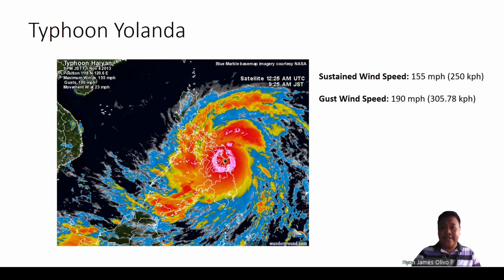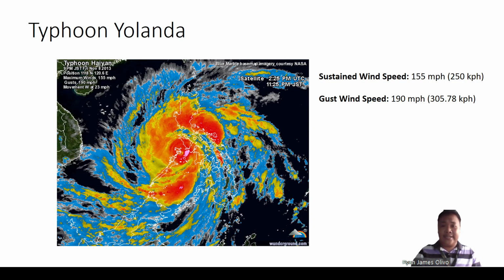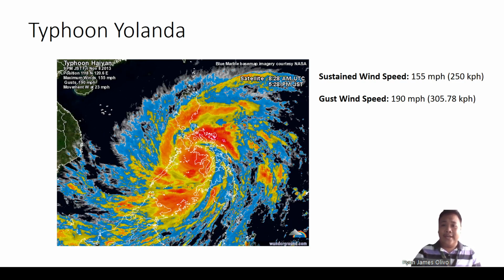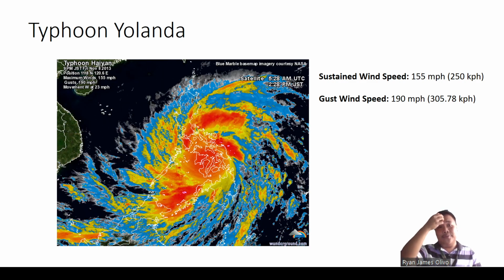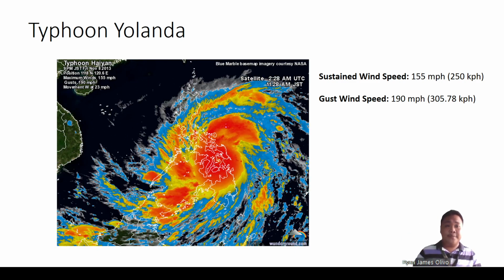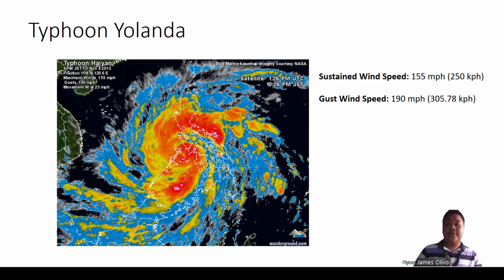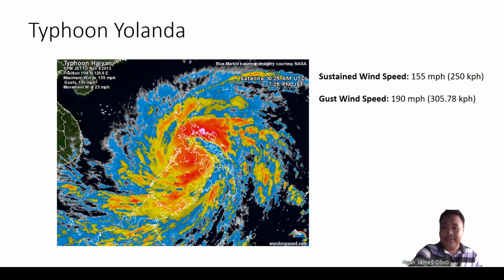Okay. As you can see here, this is Typhoon Yolanda. This is real data from NASA. As you can see, the sustained wind speed of Typhoon Yolanda is 155 miles per hour, or equivalent to 250 kph. But the gust is 190 miles per hour, much bigger and much more powerful compared to the sustained wind speed.